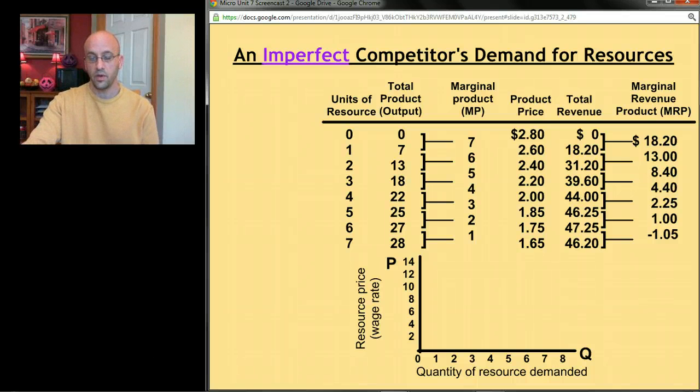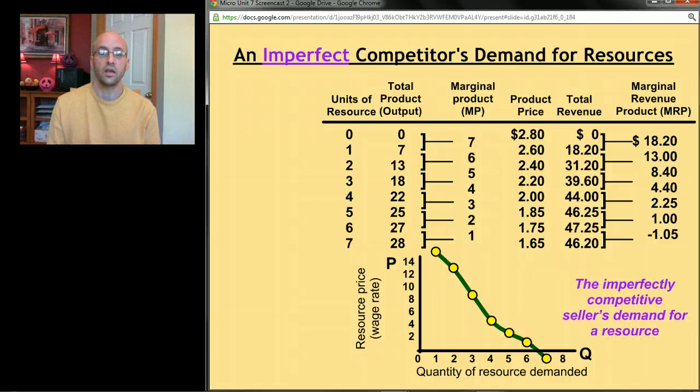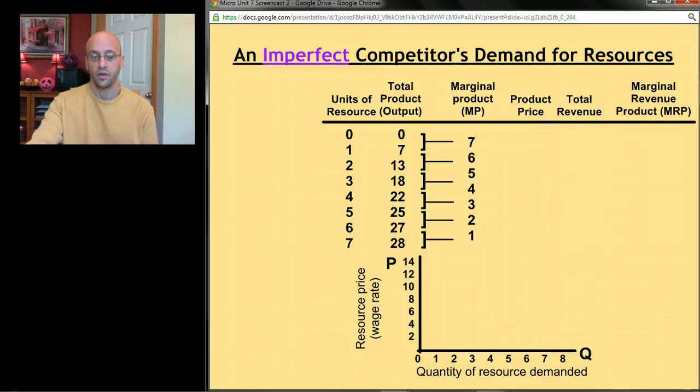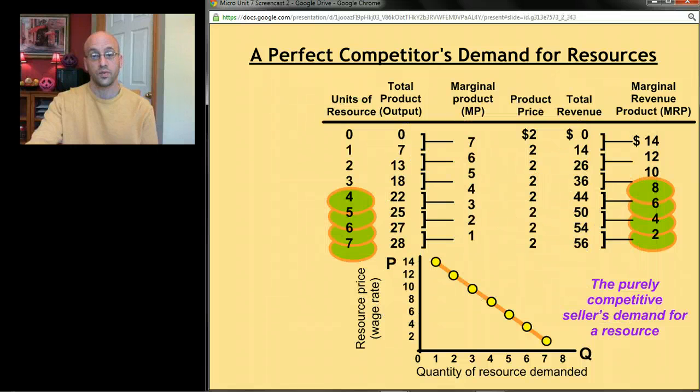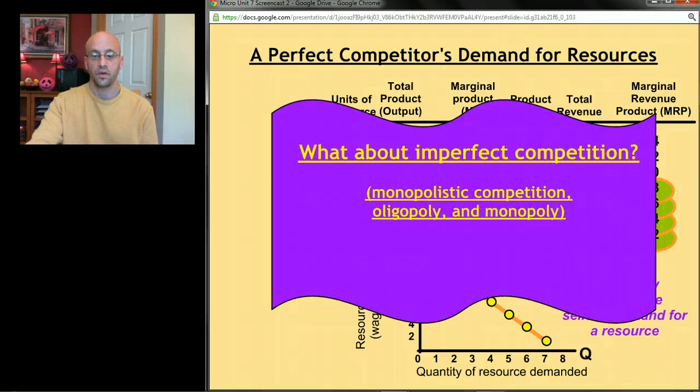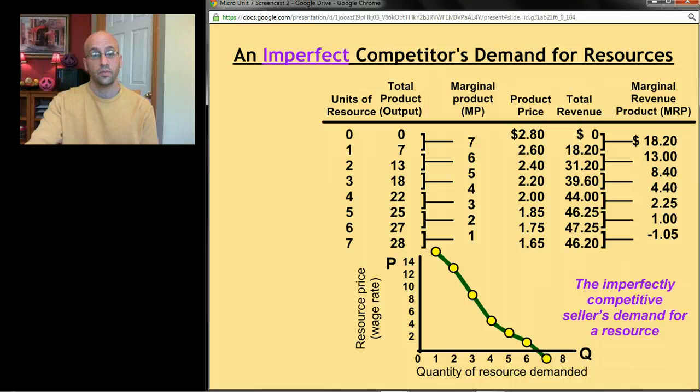When I plot out those MRP numbers into the graph, I can get the imperfectly competitive product market seller's demand for a resource. Easy for me to say. And I want you to notice that this line looks a little bit steeper than it did in perfect competition. I'll try to go back and show you. Here's what it looks like in imperfect competition. And here's what it looked like in perfect competition. Notice that in perfect competition, the line is a little bit flatter, a little bit more elastic. Here it's a little bit steeper, a little bit more inelastic.